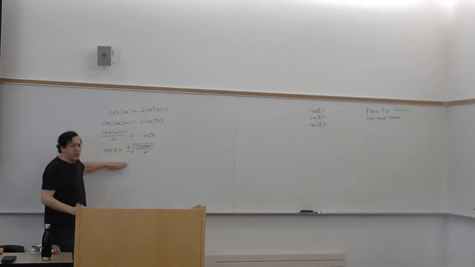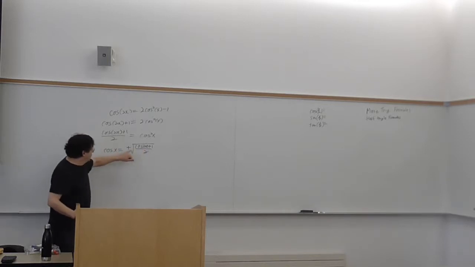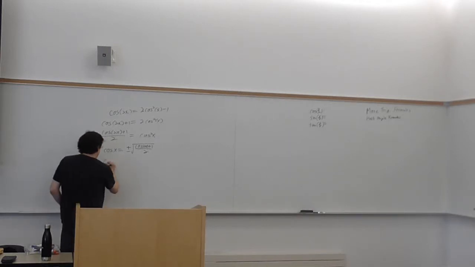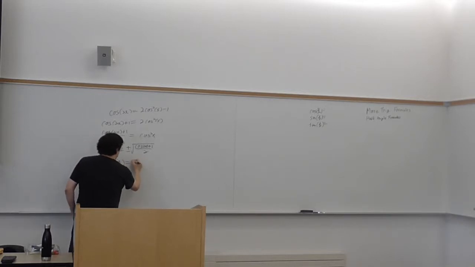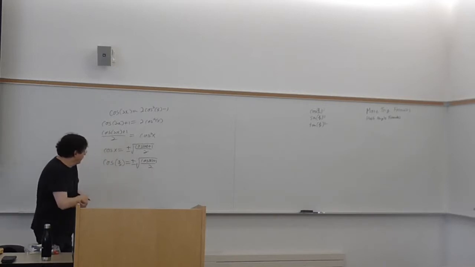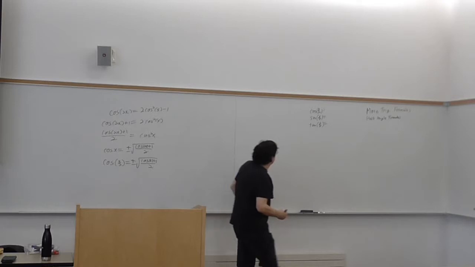Well, this almost looks like what I want. All I really need to do now is realize that x is just kind of a dummy variable. If I substitute for x over 2 here, cosine of x over 2 just becomes plus or minus the square root of cosine of x plus 1 over 2. So that's my first half angle formula.